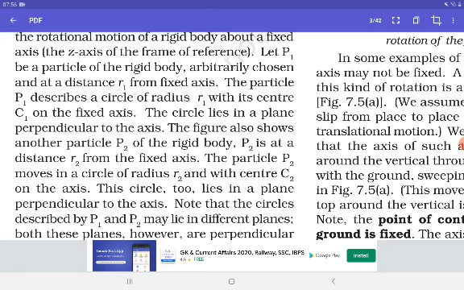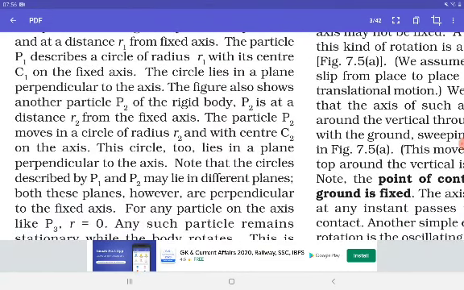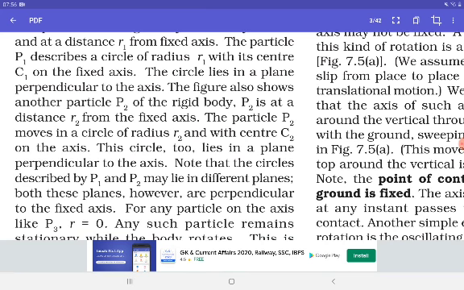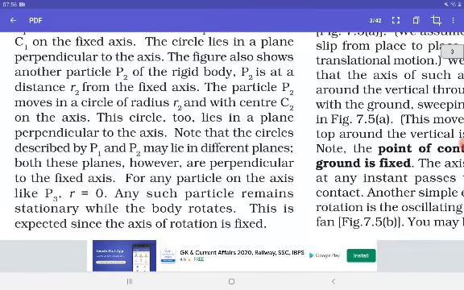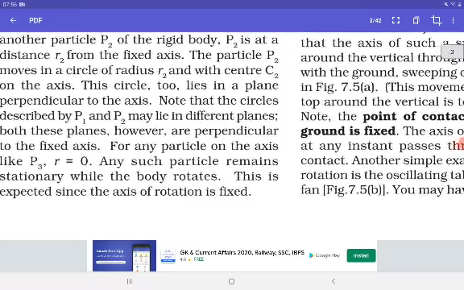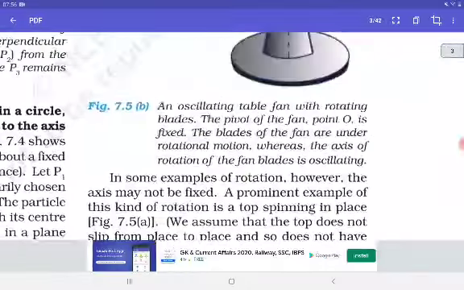P2 is at a distance r2 from the fixed axis. The particle P2 moves in a circle of radius r2 and with center C2 on the axis. This circle too lies in a plane perpendicular to the axis. Note that the circles described by P1 and P2 may lie in different planes. Both these planes, however, are perpendicular to the fixed axis. For particles on the axis like P3, r equals 0. Any such particle remains stationary while the body rotates. This is expected since the axis of rotation is fixed.